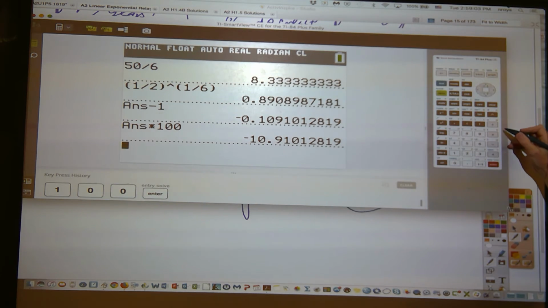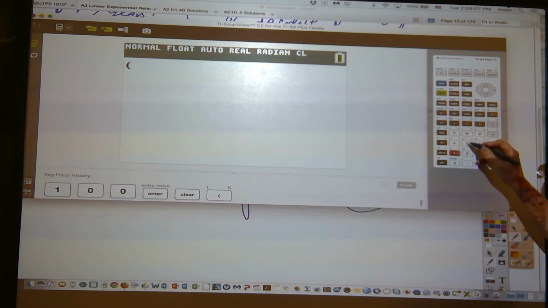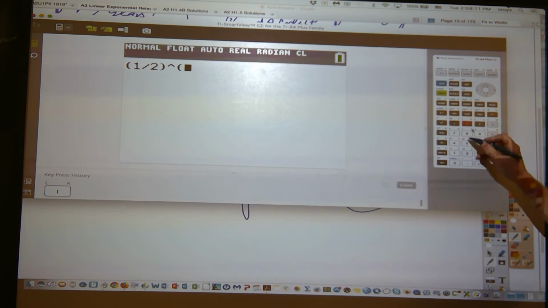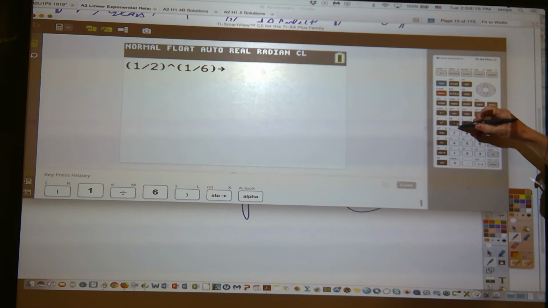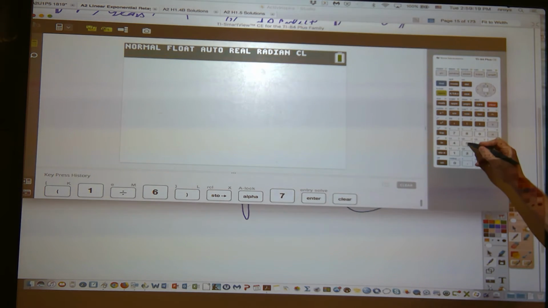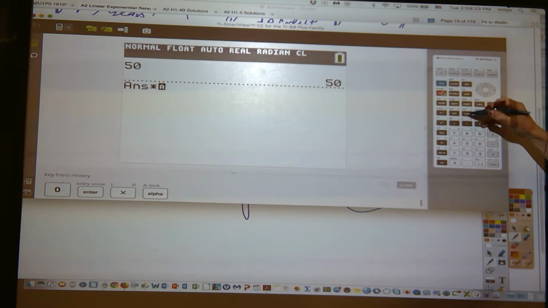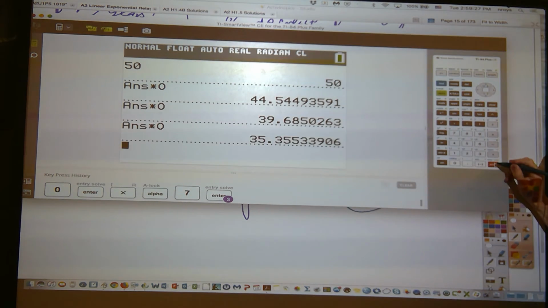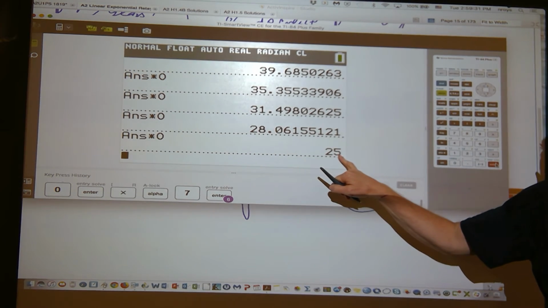I'm going to take the output ratio of 1/2 caret 1/6 power. I'm going to store that in O for output ratio. Now watch this. I'm going to take 50, enter. I'm going to multiply it by the output ratio, alpha O. 1 time, 2, 3, 4, 5, 6. 6 years took it down to exactly 25.